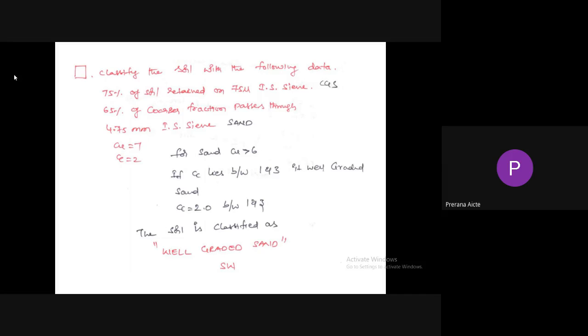So no liquid limit, no plastic limit. That means sand is clean, no fines. It is a clean sand. So clean sand. Then Cu value is equal to 7, Cc value is equal to 2.